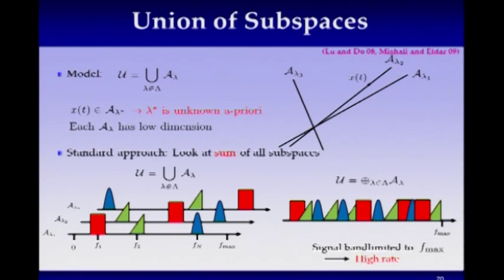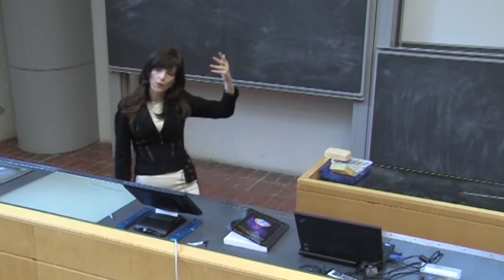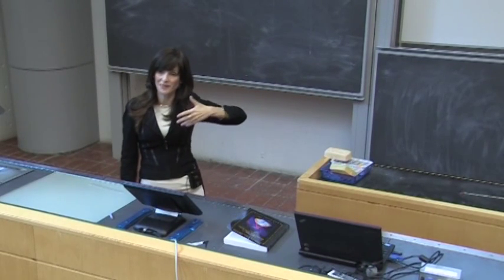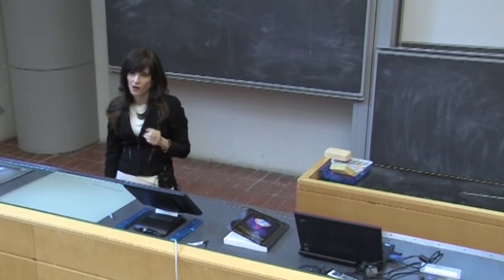No, because if I don't know where the carriers are, then I have to go through. I could use bandpass filters, but then I have to use them all the way up to the Nyquist rate, and I'm sampling at the Nyquist rate. So as far as I know, there's no method that will allow you to sample this at a lower rate.